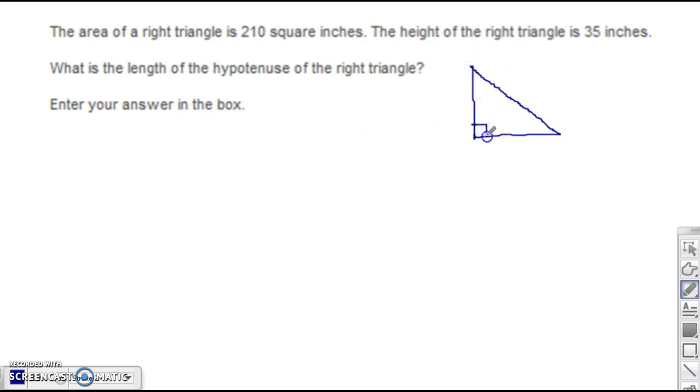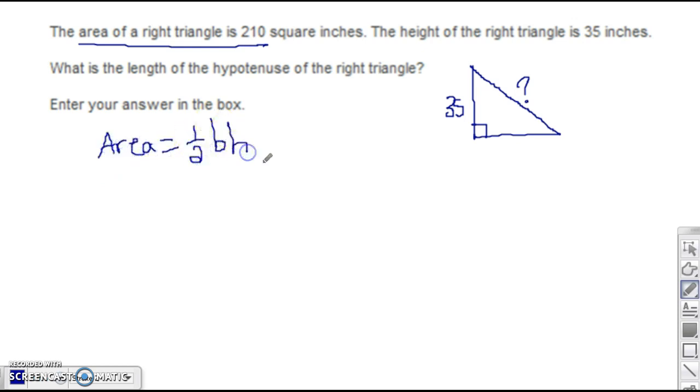So I'm going to go ahead and draw it out. I have one right triangle. I know the height is 35. And my goal is to figure out the hypotenuse. So let me go ahead and, since we're given the area, let me write down the area formula. Area of a triangle is 1/2 base times height. We know the area is 210, so I'm going to plug that in for the word area. We also know the height is 35, so I'm going to plug that in for h. And then I'm going to solve it to figure out the base.